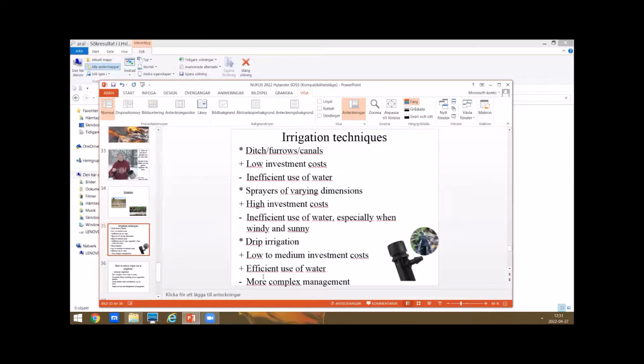The disadvantage is that it's more complex to manage. You see an example here of a nozzle on a plastic tube, often just 1-2 centimeters in diameter. You put the tubes out over the fields, and you have the nozzles, or just punch a hole into the plastic hose at the places where you want water to get out onto the plants.